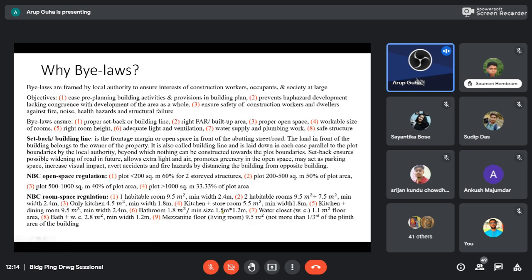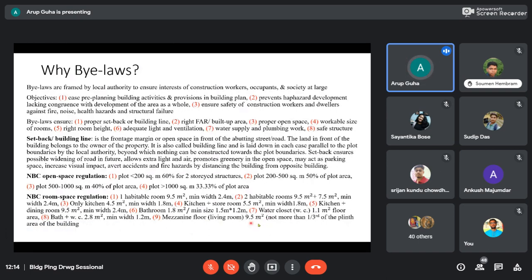Then bath is 1.8 square meters with a minimum size of 1.5 by 1.2 meters. Then water closet, only your latrine kind of thing, is 1.1 square meter. Bath plus water closet is 2.8 square meters, and 1.2 meter is the least dimension. And then mezzanine floor we will come to later. Between your ground floor and first floor there could be an intermediate floor in the half landing. We will come to that, that is why I said we can come to mezzanine floor after some time.